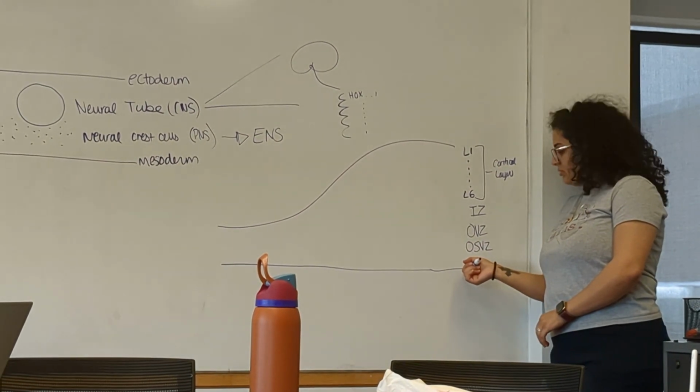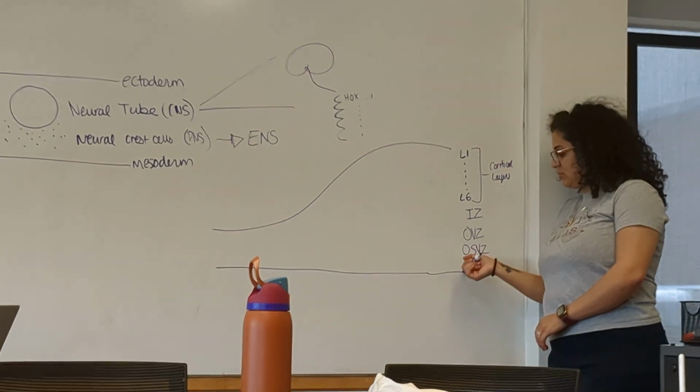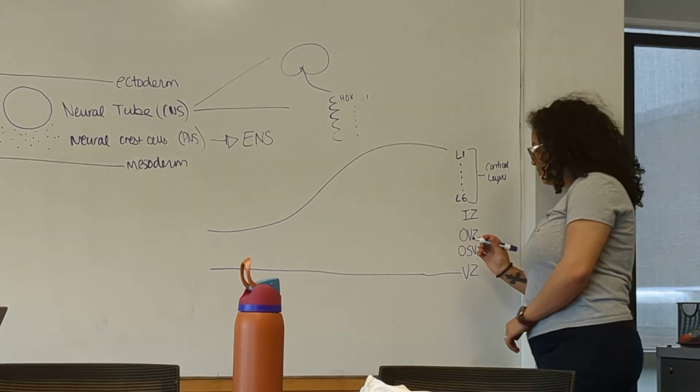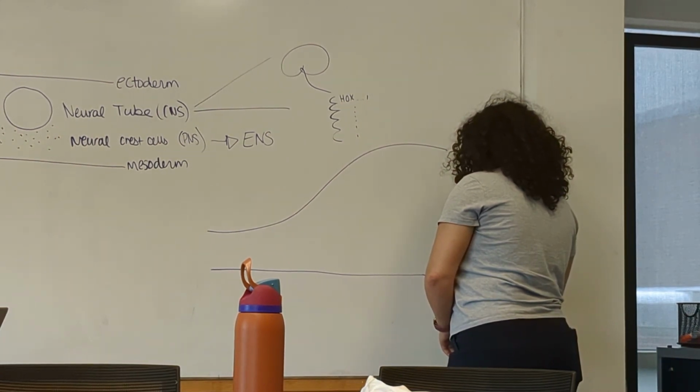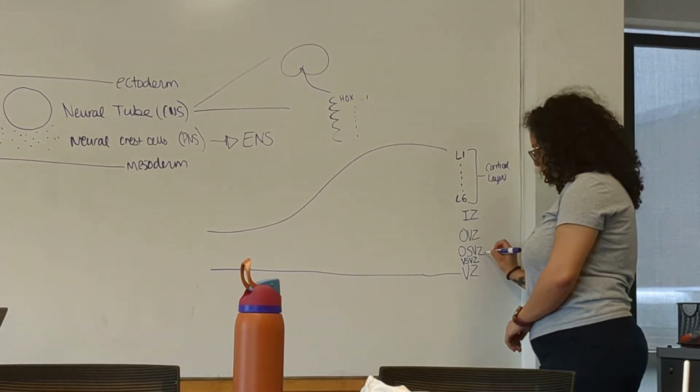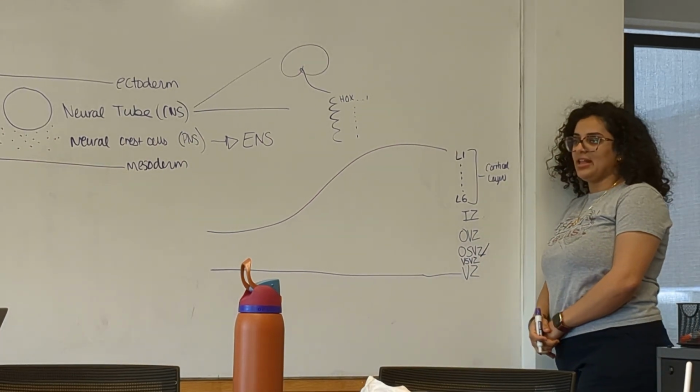Just between the D and the DSBC. It's the layer of stem cells and neurotransmitter cells.